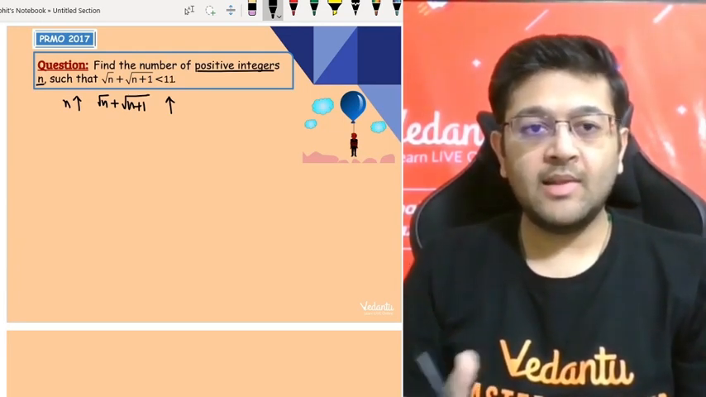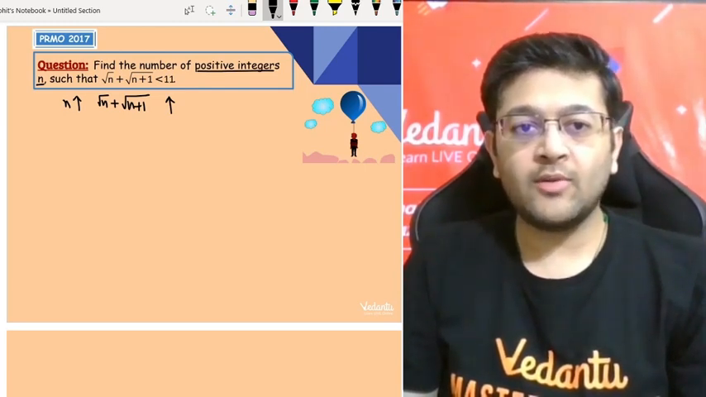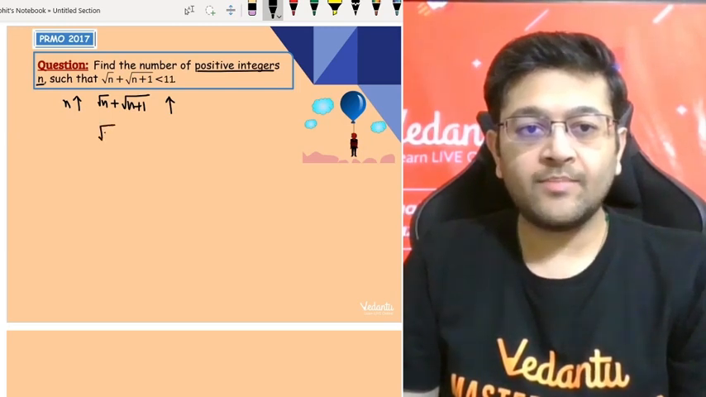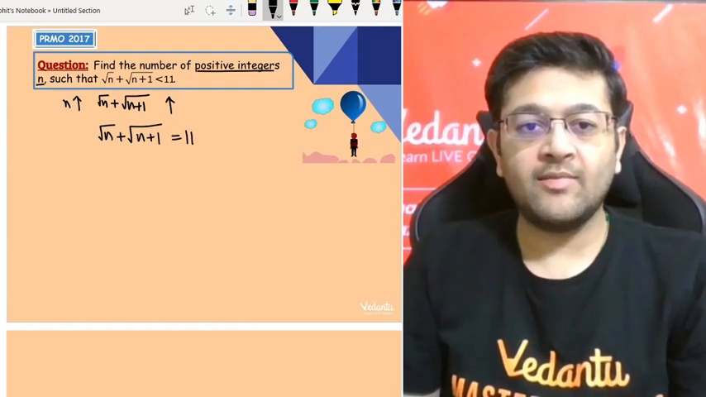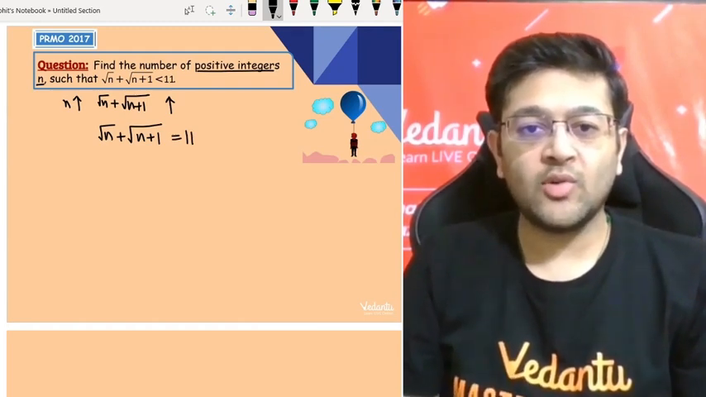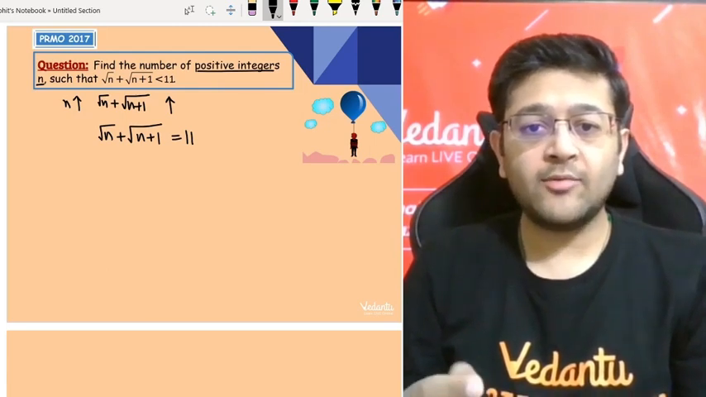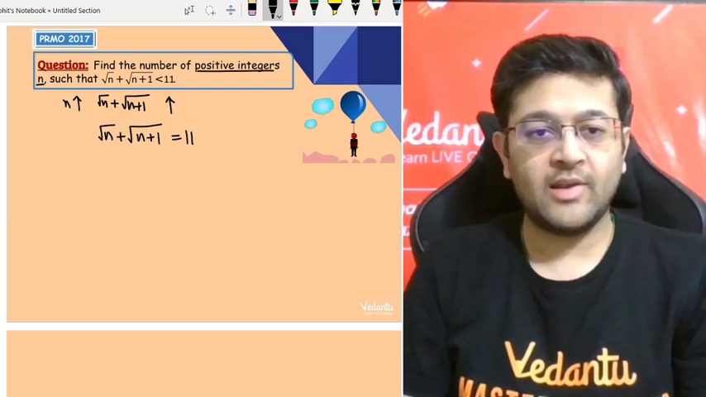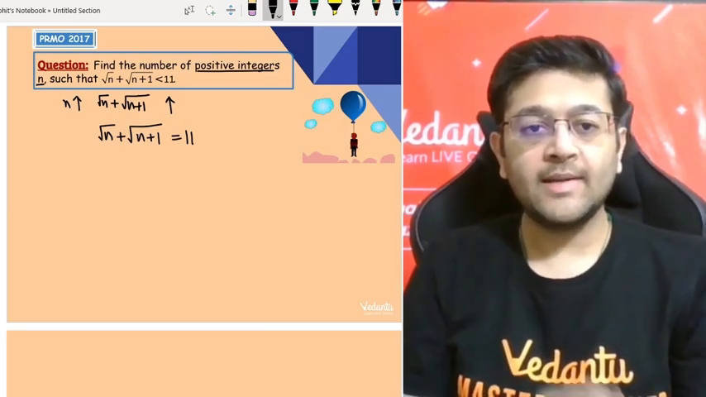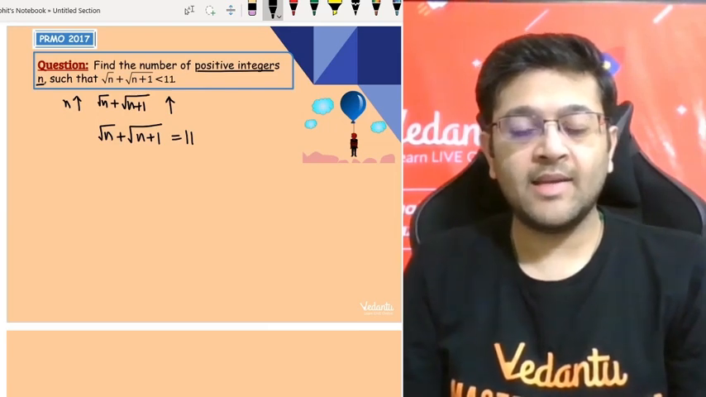So now let's think about something. If I find the value for which, rather than it being less than 11, I write that root n plus 1 is equal to 11, और अगर इस इक्वेशन को सॉल्व करके मैं n की वैल्यू फाइंड कर पाता हूँ, then I have to start from 1 and go up to that value of n, okay, integer value of n. Alright, so इसको सॉल्व करने में there is a very good method here.